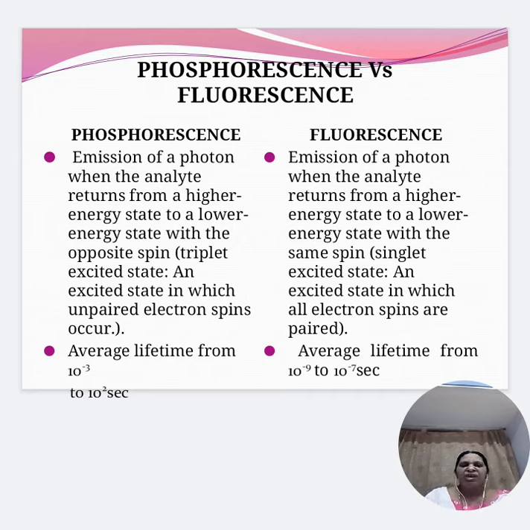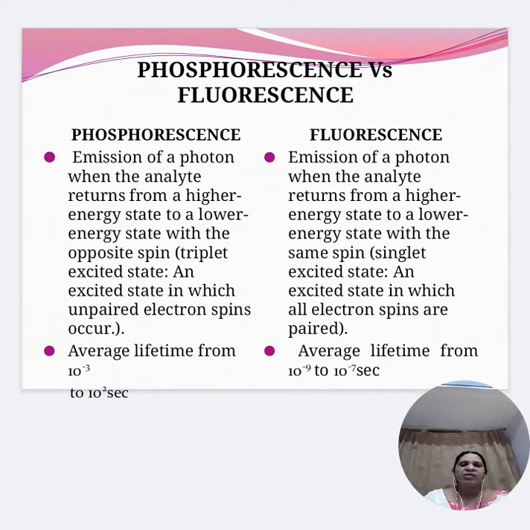So what is the difference between fluorescence and phosphorescence? Phosphorescence is also a photoluminescence effect. It is the emission of a photon when the analyte returns from a higher energy state to a lower energy state with opposite spin. That is the triplet excited state, an excited state in which unpaired electron spins occur. The average lifetime of this is from 10 power minus 3 to 10 power 2 seconds.